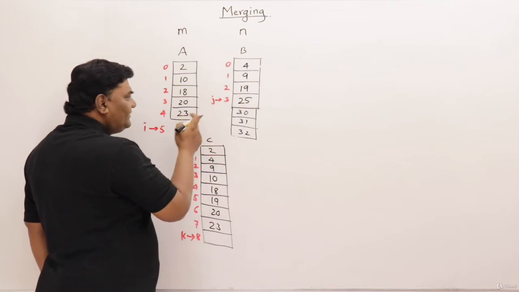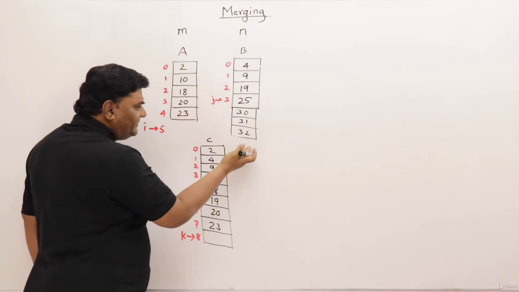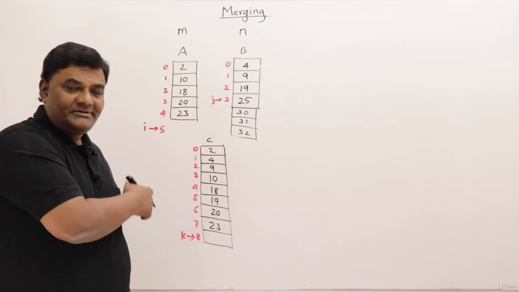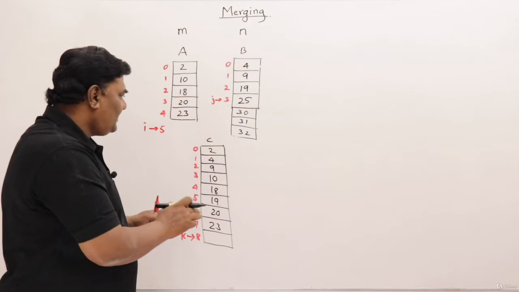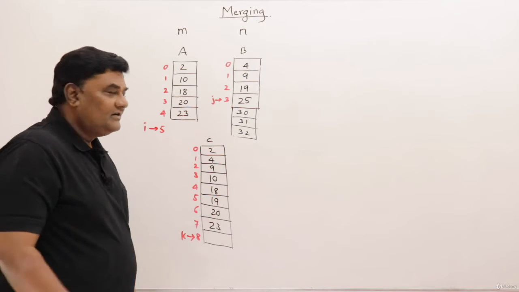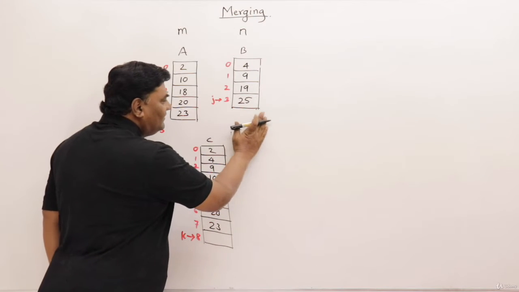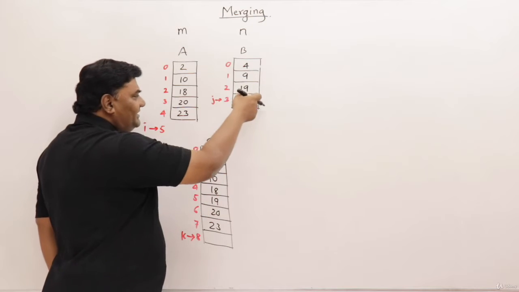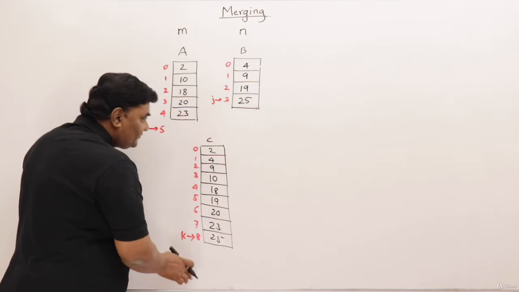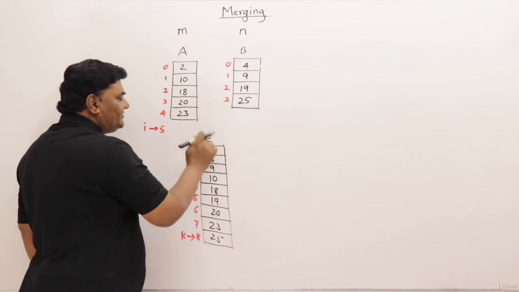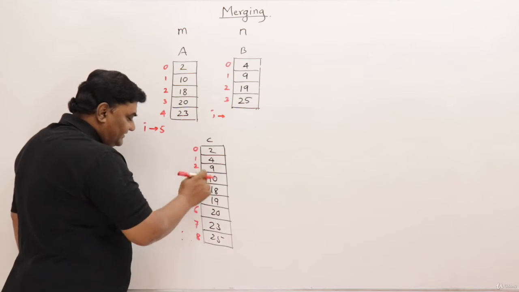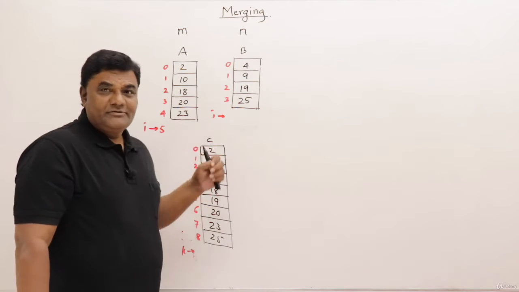Now see, till 25 the comparison was done, remaining so many elements are there. So minimum one element will be there in one of the lists. Either it may be left over in A or in B. So what I have to do is copy all those remaining elements in C directly. So I'll remove this. Now the remaining element in B, I have to copy it here. So 25 is copied here and k moves to the next location, j also moves to the next location. So both the lists are copied and merged together in the third array, that is C. So this is the procedure.